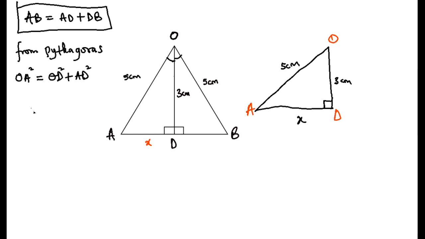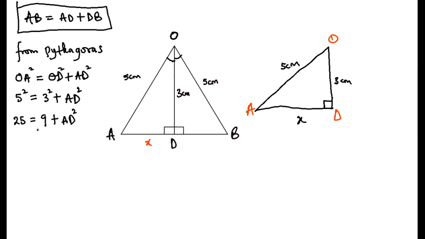So what is OA? OA is 5. Square it. OD is what? 3. Square it. AD is what we seek to find. So 5 squared is 25. 3 squared is 9. Then plus AD squared.